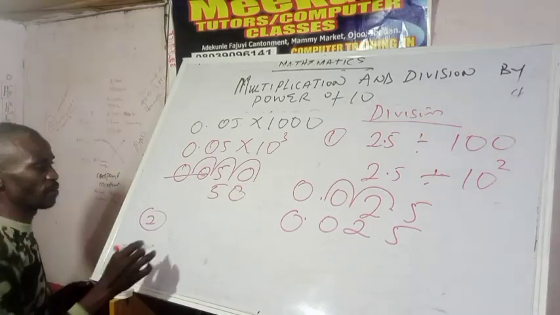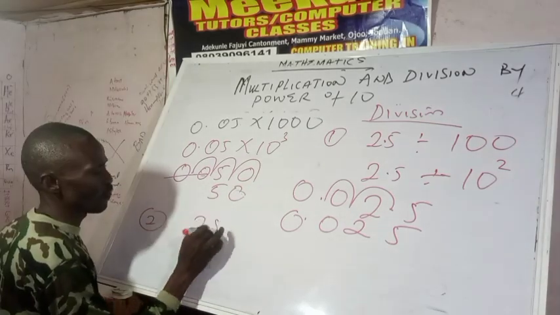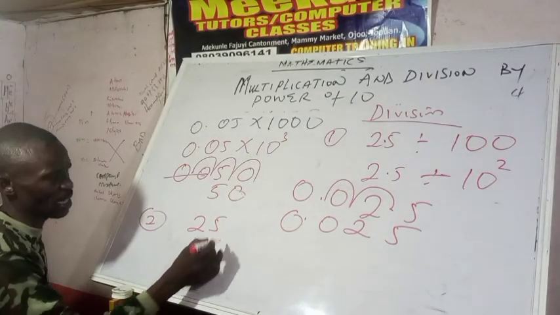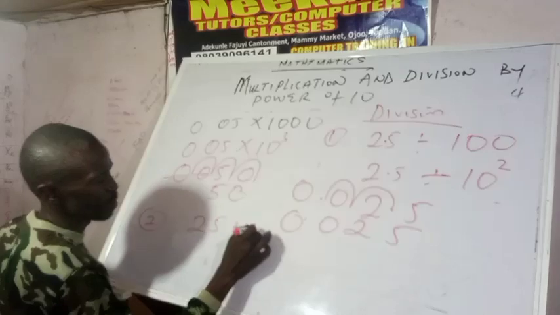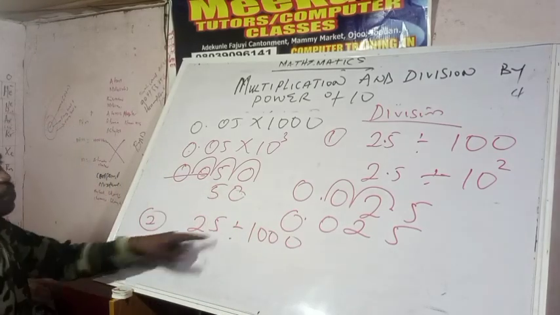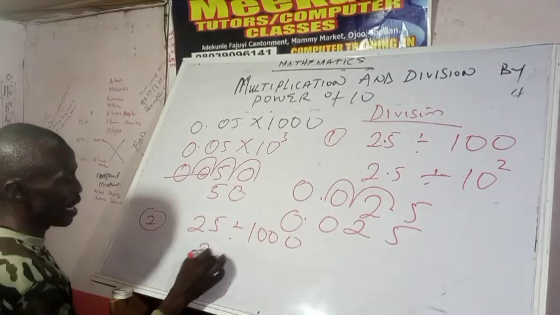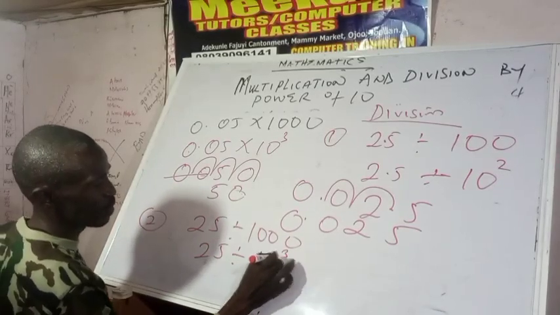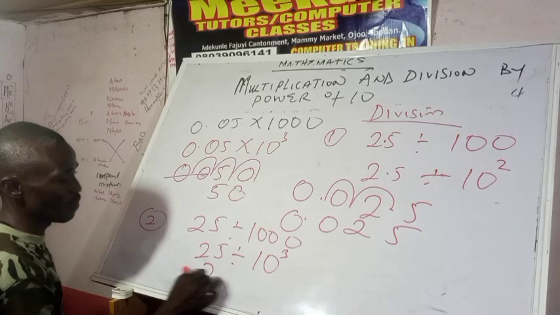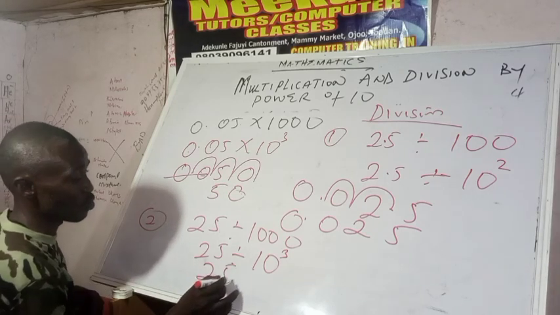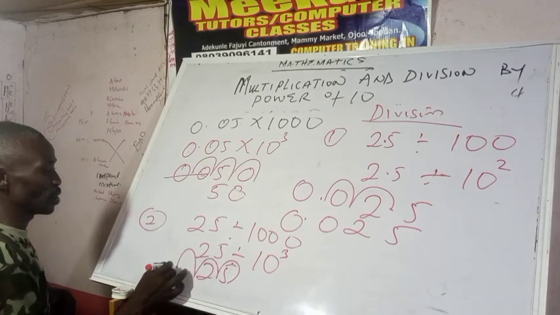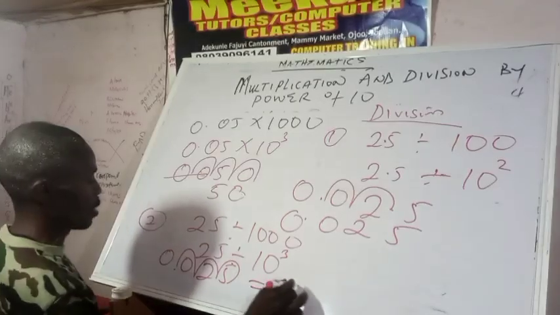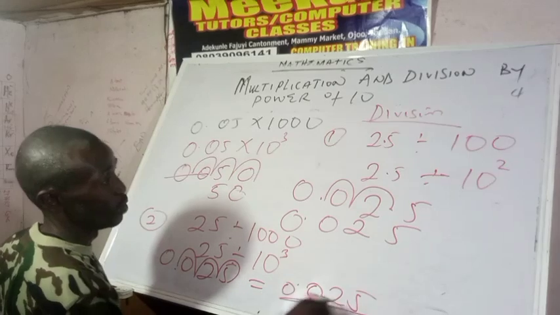Now, let's see another one. What if I have something like this? I have 25 without any point. If I don't have any point, it's the same thing, it's just as if the point is here. 25 divided by 1000. I'll assume the point is here. I'll now write 25 divided by 10 raised to power 3. That means I shift from here 3 times. So let's go: 1, 2, 3. I put 0. This one, you have what? 0.025.